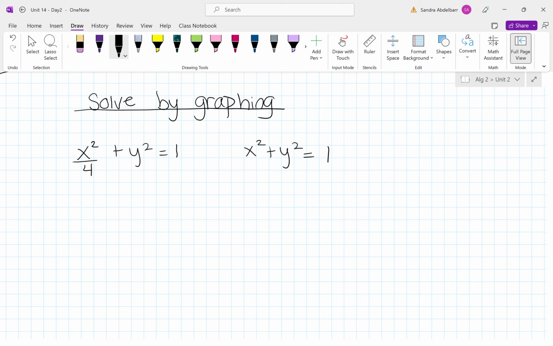Bro, how are you doing? Oh wait, they intersect twice. I forgot to do ellipses. Wait, this looks like an eye. How do you do this? A squared is 4, so A is 2. Guys, A squared is 4, so A is just 2. And B squared is 1, which means B is still 1.